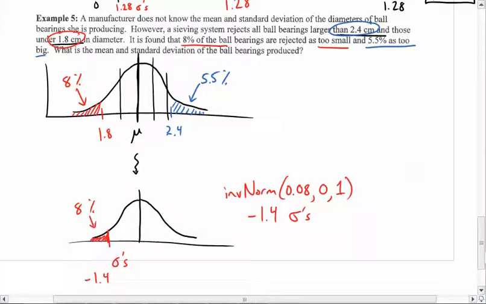So that means we've gone 1.4 sigmas to the left to get to that point. There's my 3 sigma mark.